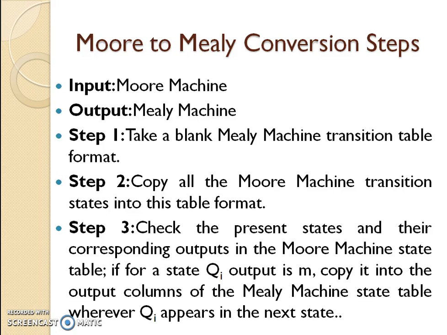Okay. So let's move to the Moore to Mealy conversion steps. The input is a Moore machine, and the output is a Mealy machine. There are 3 steps for conversion. First step is to take a blank Mealy machine transition table. Second, copy all Moore machine transition states into this table format. And step 3, check the present states and their corresponding outputs in the Moore machine state table. If for a state Qi the output is M, copy it into the output column of the Mealy machine state table wherever Qi appears in the next state.